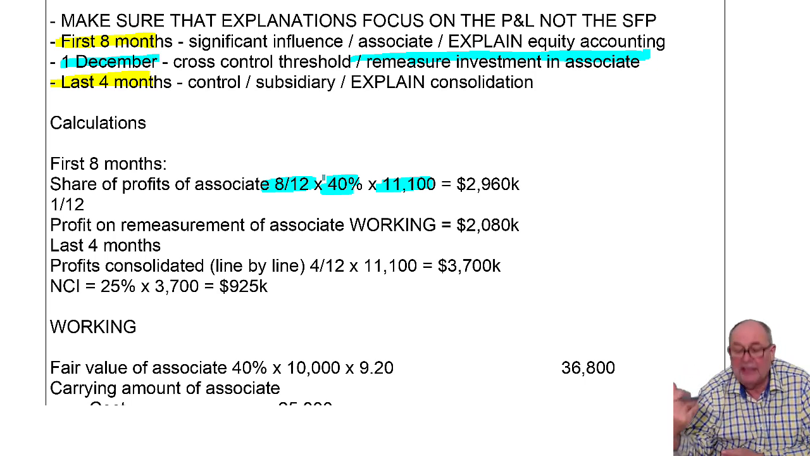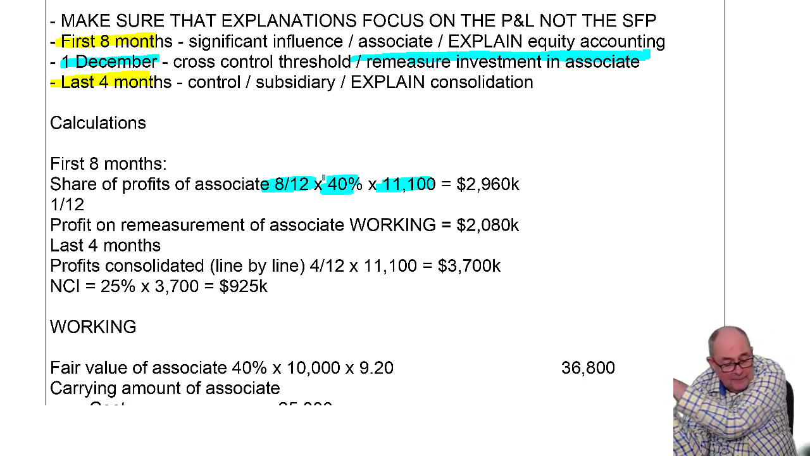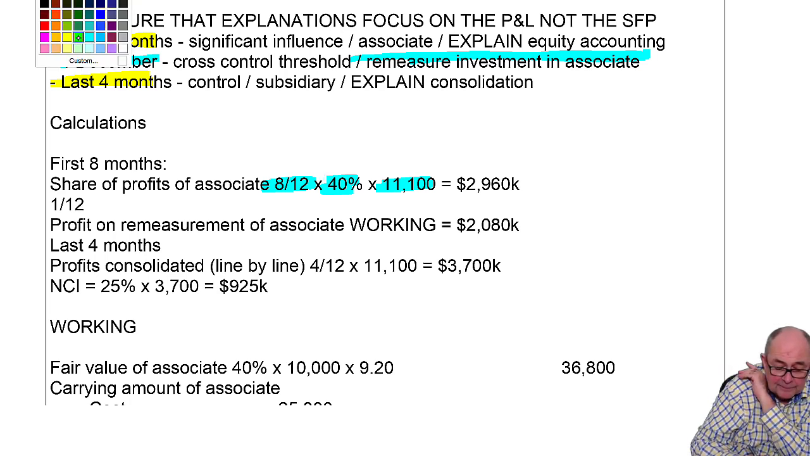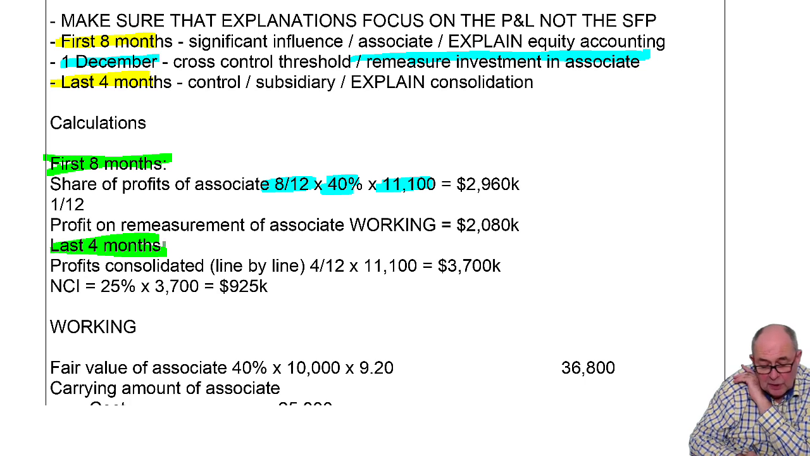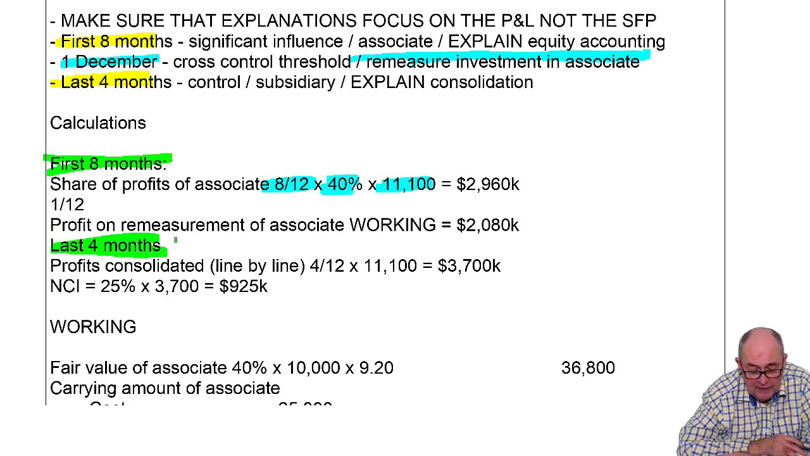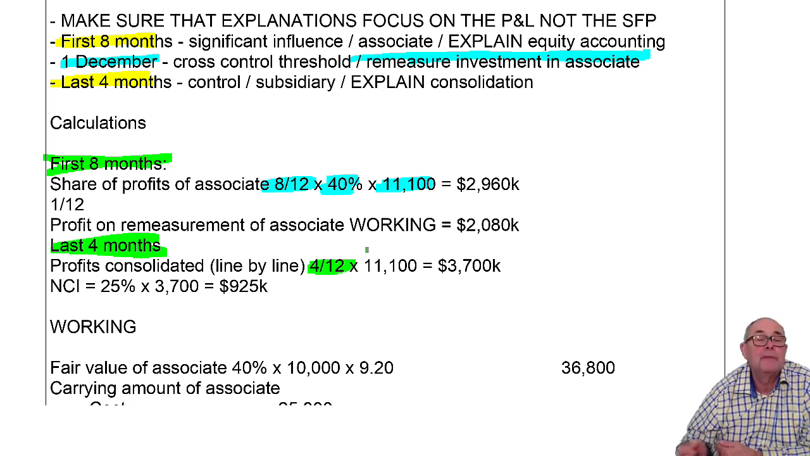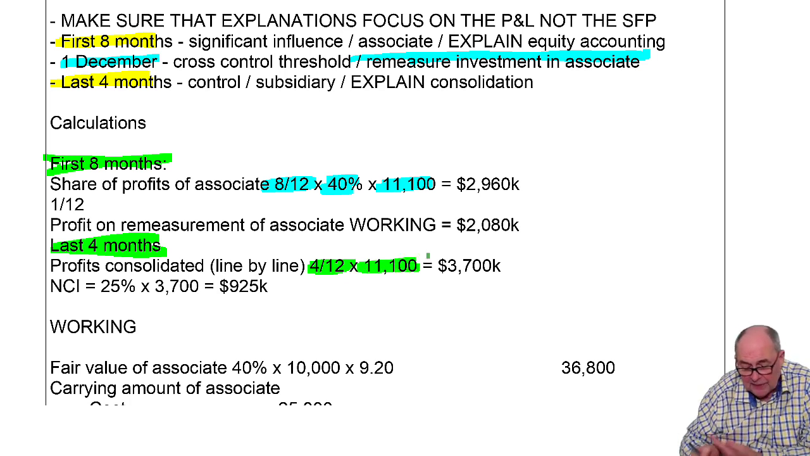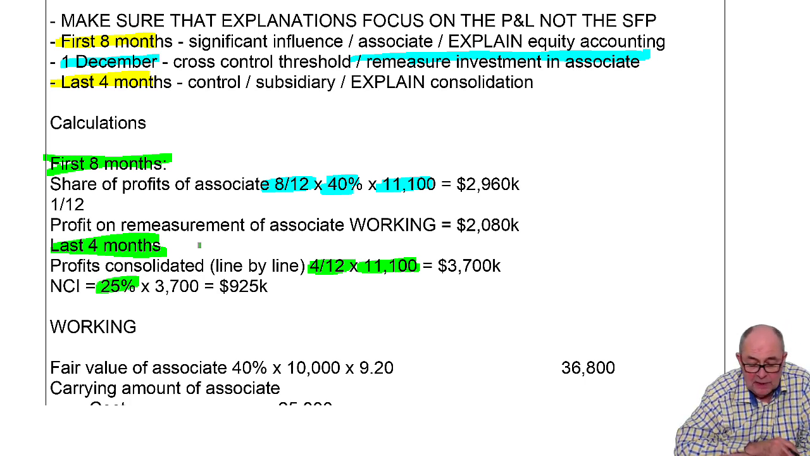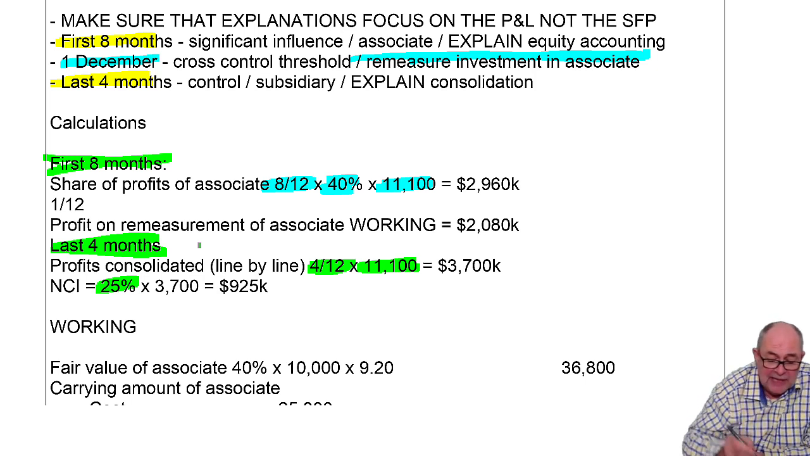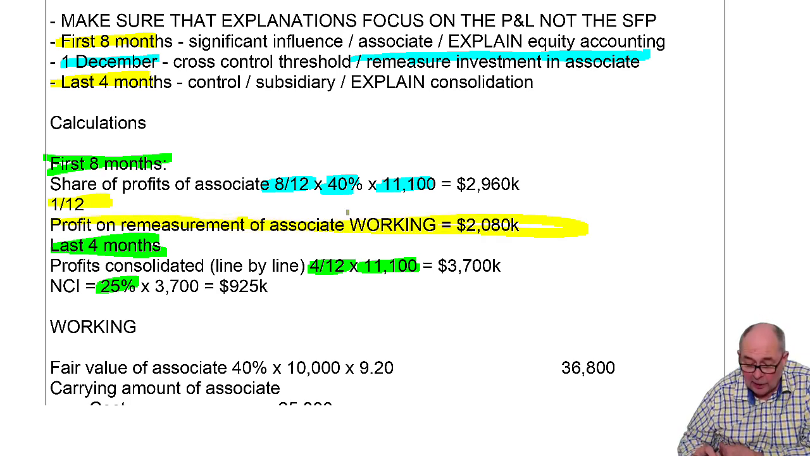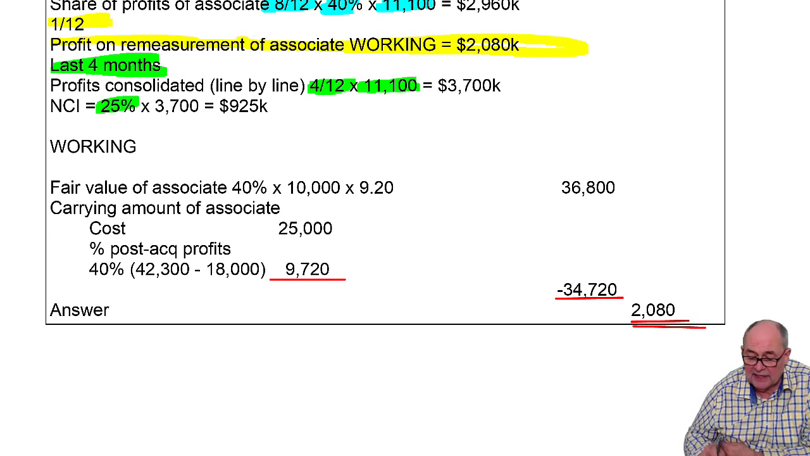When you come to do the subsidiary later in the year, the last 4 months, then you'll consolidate line by line and you'll then take out the NCI. So the NCI would be 4/12, 4 months of the profits, again, times the NCI percentage, which would be 925. Finally, the profit on sale of the associate or remeasurement of the associate, just the bit I'm now highlighting in yellow. Here's my working to get to that 2080.